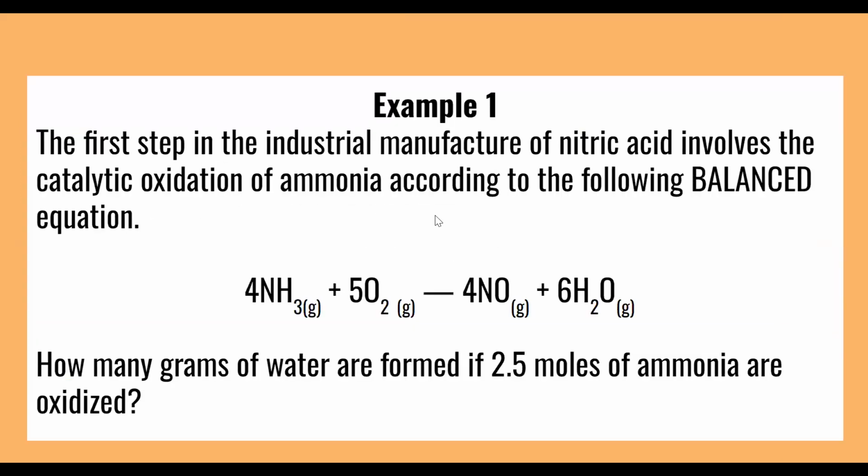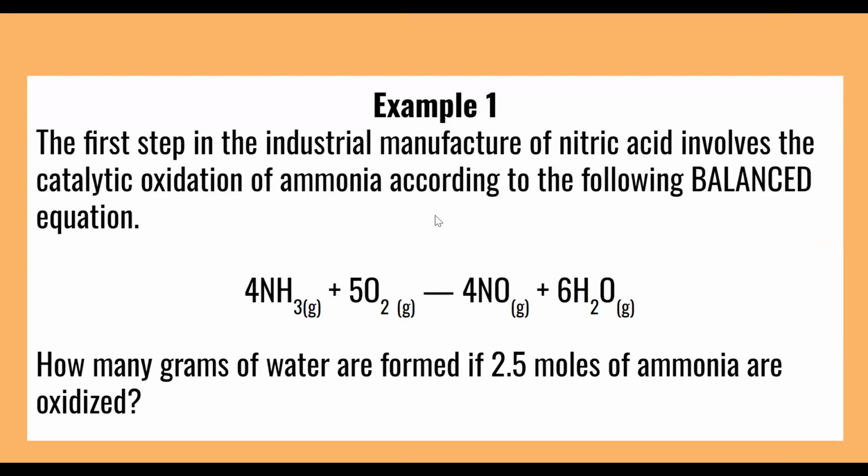Okay, so let's start with the example. Example 1. The first step in the industrial manufacture of nitric acid involves the catalytic oxidation of ammonia according to the following balanced equation. How many grams of water are formed if 2.5 moles of ammonia are oxidized?